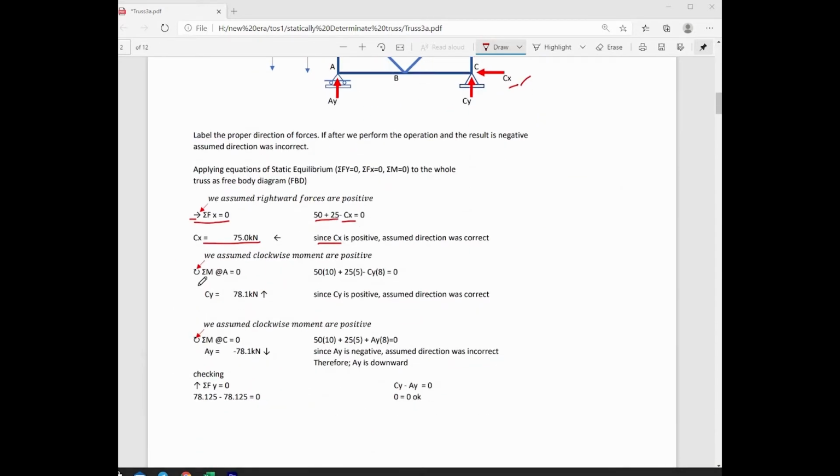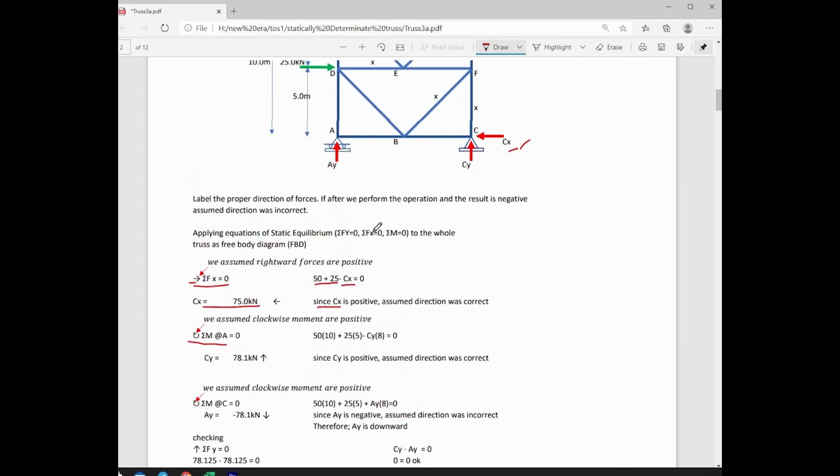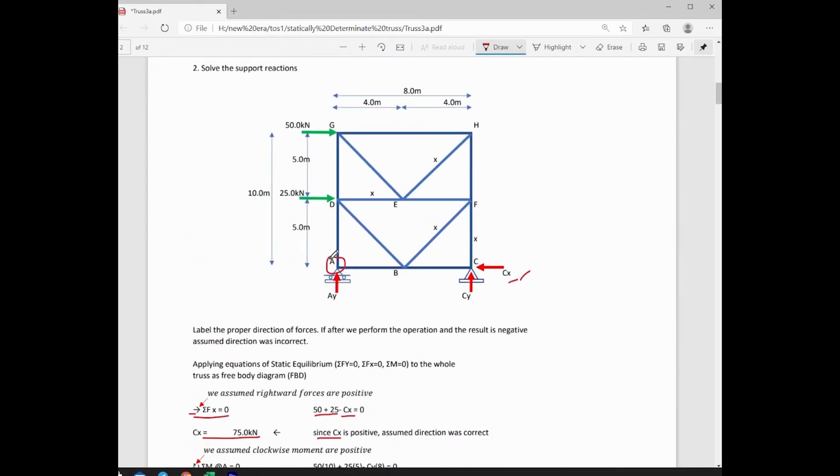After solving for Cx, we will apply summation of moment at A. We consider clockwise moments as positive. So this is our moment center at point A. We have 25 multiplied by its moment arm, that is 5 meters, and 50 multiplied by its moment arm, 10 meters, are clockwise moments with respect to point A. Cx will not create moment with respect to point A because it passes through the moment center. Cy multiplied by its moment arm, that is 8 meters, is counterclockwise with respect to point A.